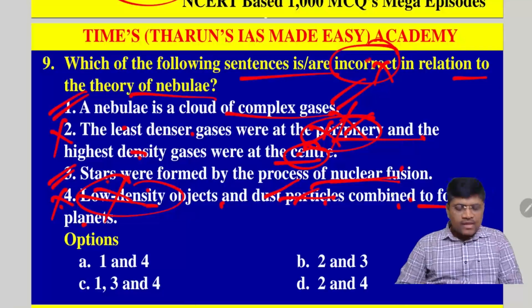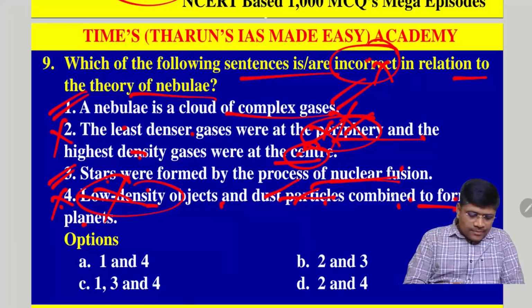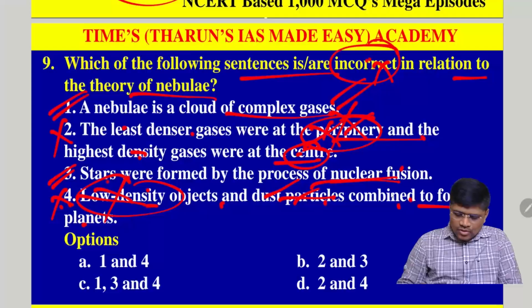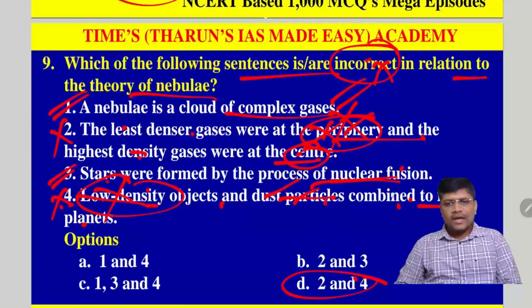So, it is asking for the incorrect ones. Statements 1 and 3 are correct, and 2 and 4 statements are wrong. So that means option D, 2 and 4 statements are incorrect.